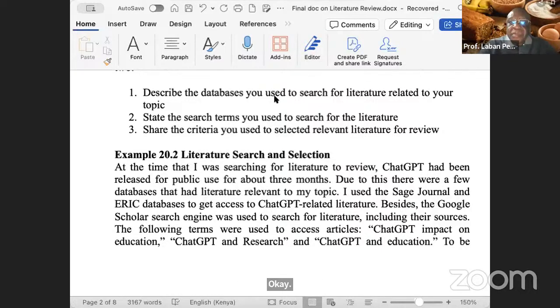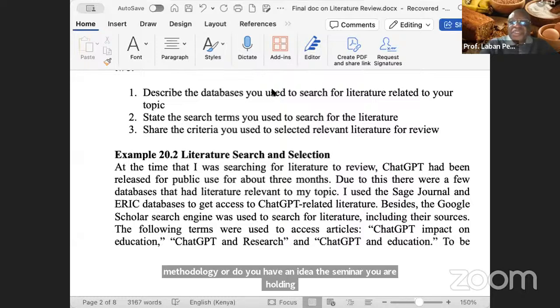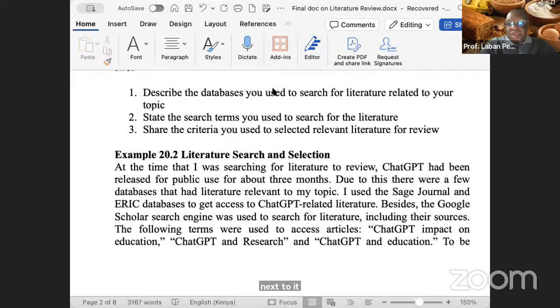Thank you so much, Prof, for this class session. So next week, Prof, are we going to have our third seminar on research methodology, or do you have an idea of the seminar you are holding next week? I want to finish the literature review tomorrow.